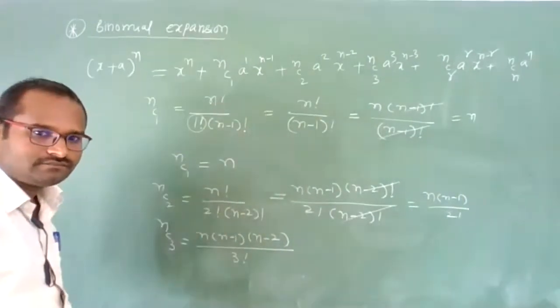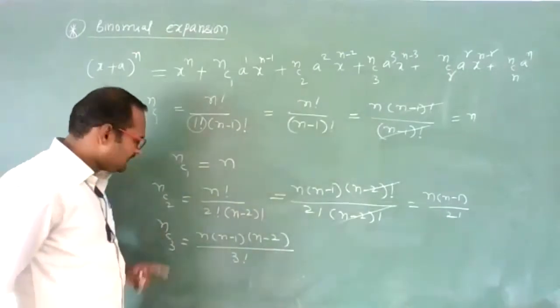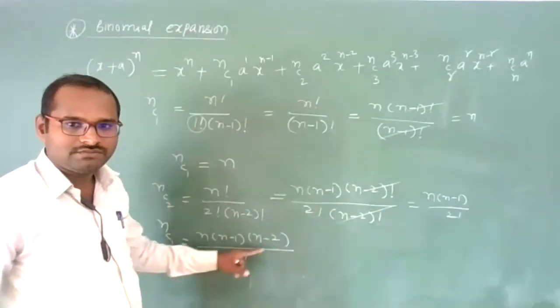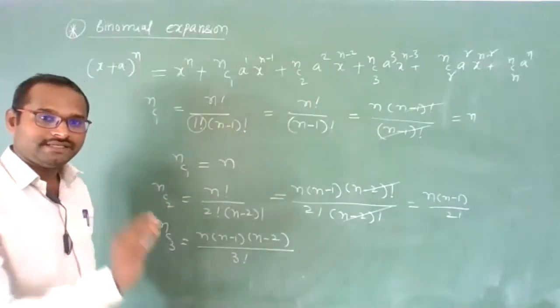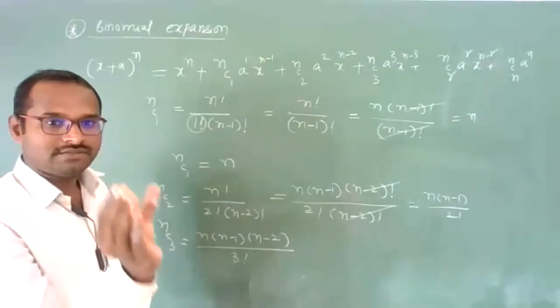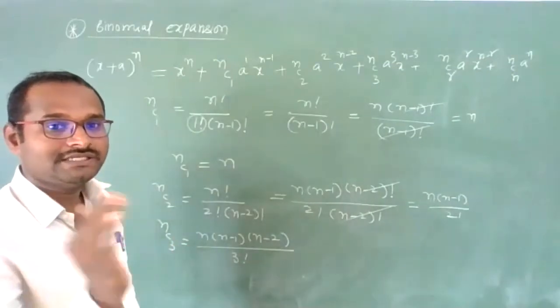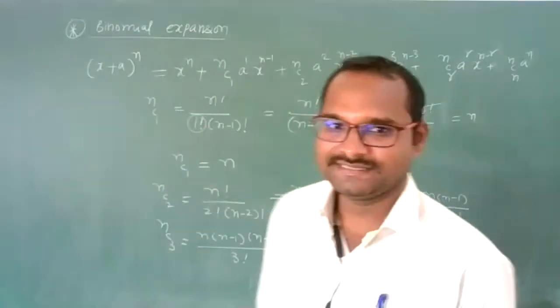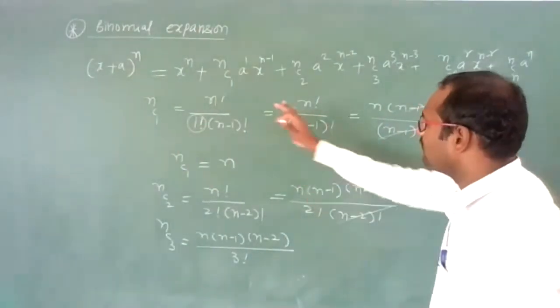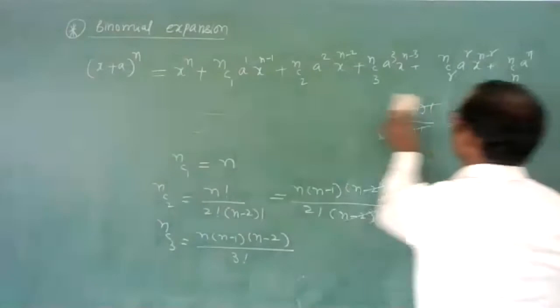See, NC3 can be written as n into n minus 1 into n minus 2 by 3 factorial. In the same way, NC4 can be written as n into n minus 1 into n minus 2 into n minus 3 divided by 4 factorial. Are you understanding? If you keep all these values there, what will you get?